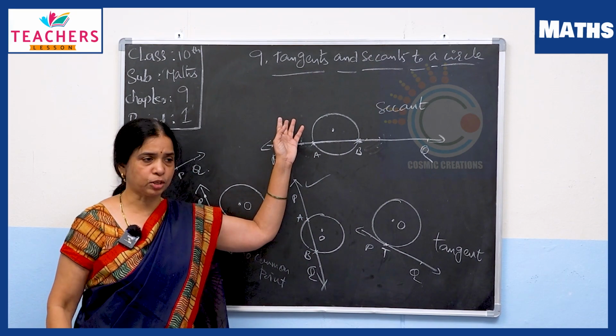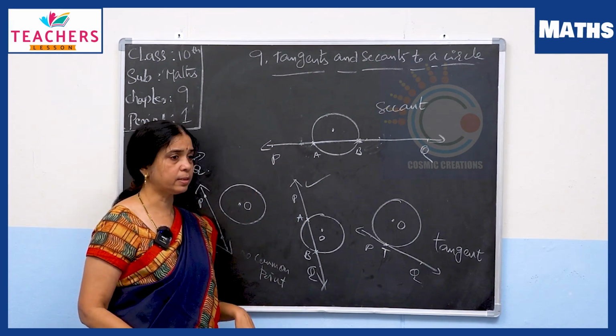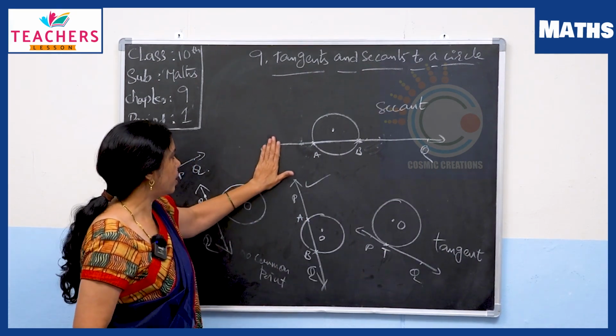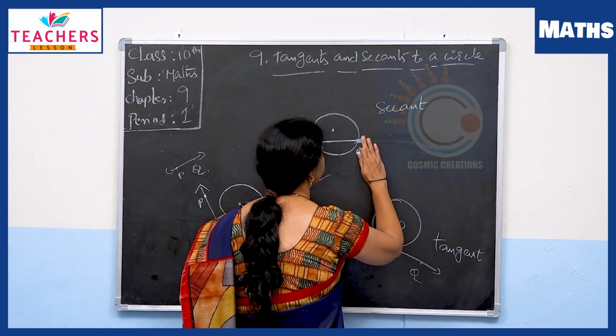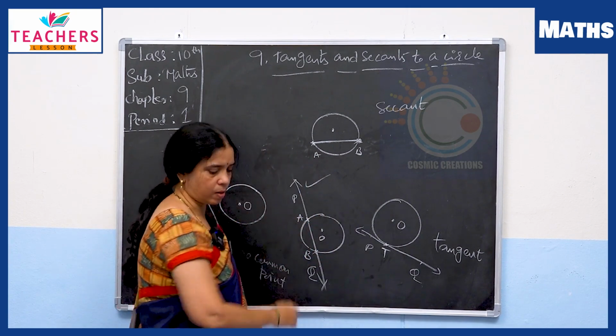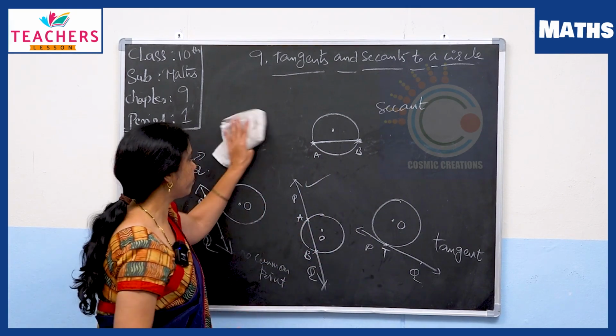Tangents and secants to a circle. Got it? Now, as I said, this is the chord. This is the chord.